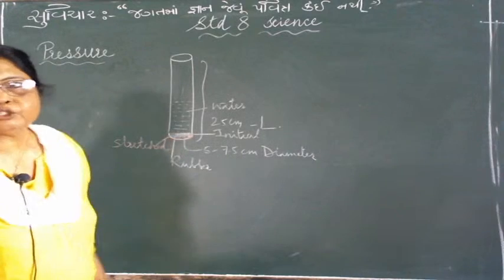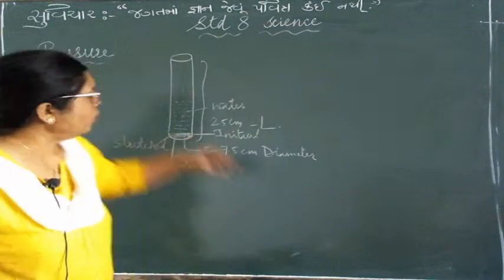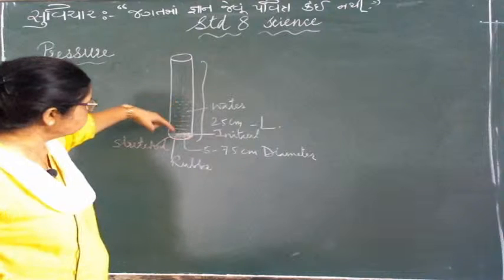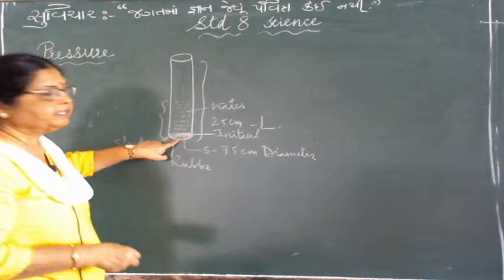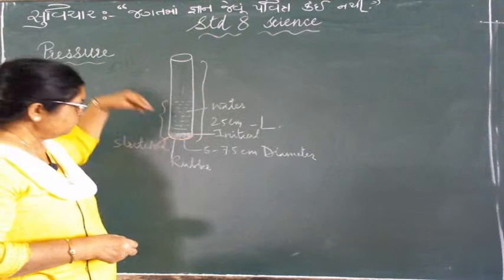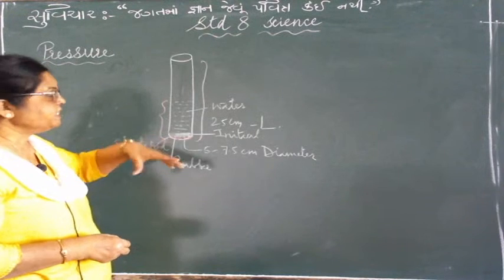So what does this show? That the water column, this water column exerts pressure on this rubber. That is why the rubber has stretched.